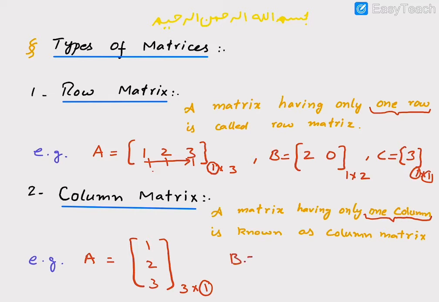For example, B is equal to the column 2, 0. The order is 2 rows and 1 column. And you can take C as any number. So for example, minus 3, 1 row and 1 column. So this is row matrix also and column matrix also. So like this you will define row matrix having 1 row and column matrix having 1 column. In row matrix, column doesn't matter, and in column matrix, row doesn't matter.